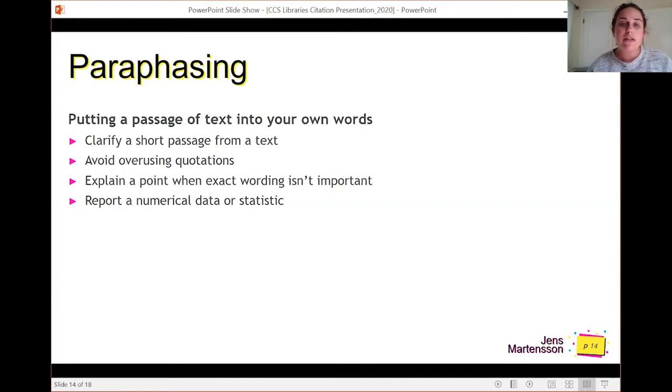And the reason we do this is to avoid overusing quotes. So good writing allows us to have some narrative voice, which means that we're not just plugging tons of quotes into our paper, but we're having a flow to the point and the discussion that we're trying to make. Sometimes it's also not as important to say it exactly as the author said it. And so this would be a time when paraphrasing versus a direct quote is more appropriate too. Or if you're reporting out data or statistics that you've found.